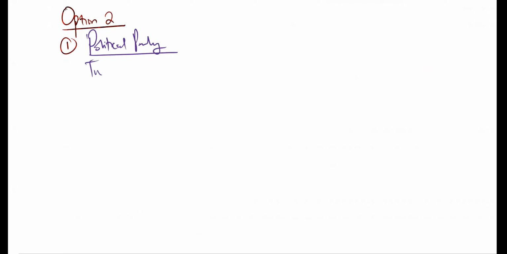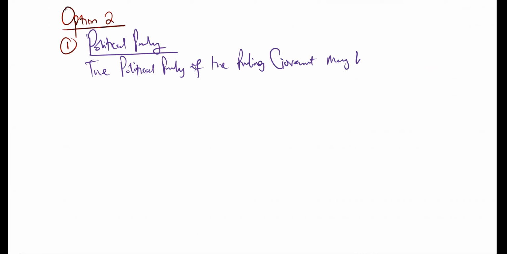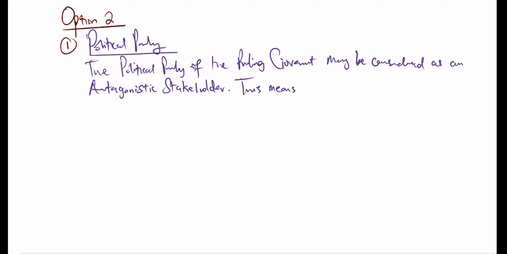I can say what? The political party of the ruling government may be considered as what? An antagonistic stakeholder. Okay. Then you can say, this means that they are highly opposing, for instance, -5.